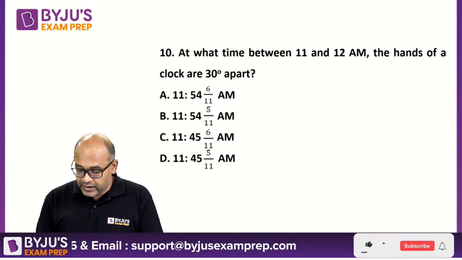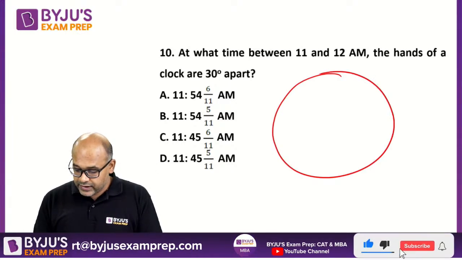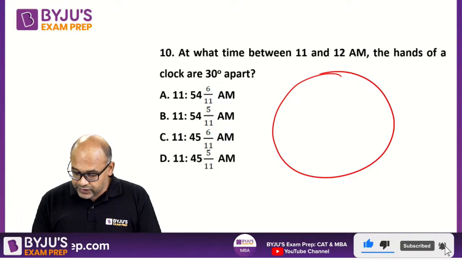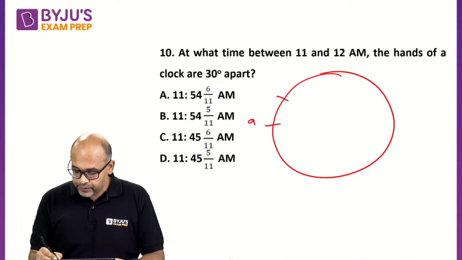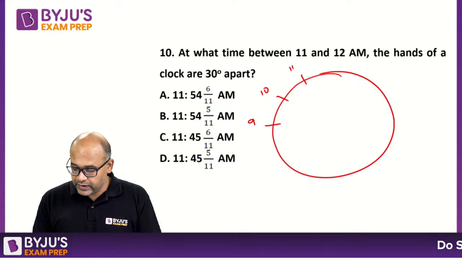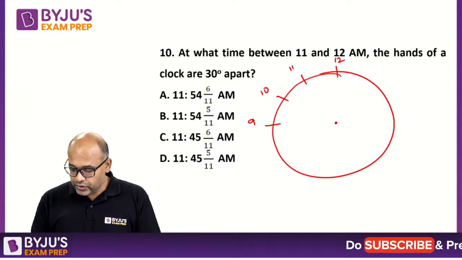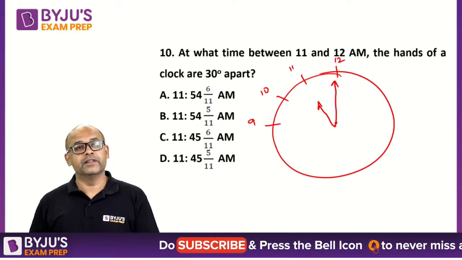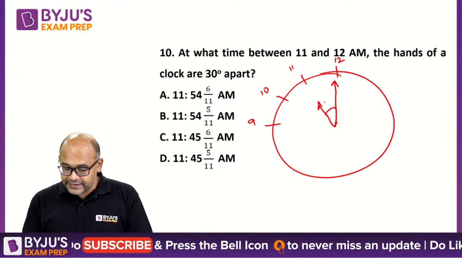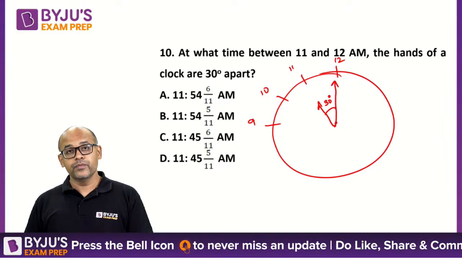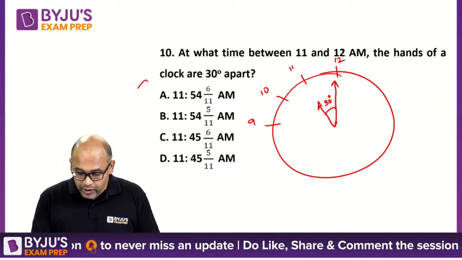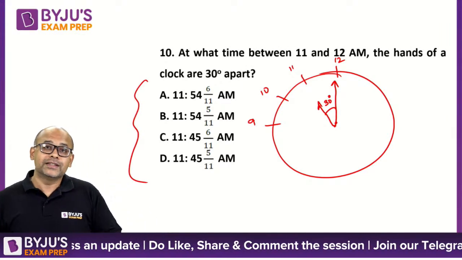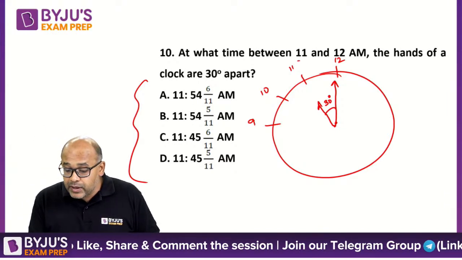So what is happening at 11? If you look at it, exactly at 11, this is your 9, 10, 11 and 12. So at 11, this is how it is. The angle is exactly 30 degrees. But if you notice, all of the options are above 11. So the starting itself is 11, but they are asking in between 11 and 12.